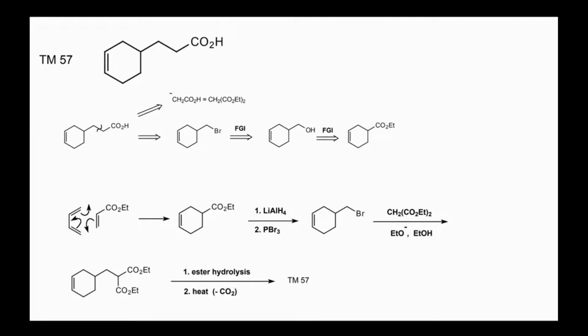Okay, what you can now do is disconnect the C-C bond, and then you will end up with an alkyl halide on one side and a negative charge on the CH2 unit. Now there you will need an active methylene unit. You deliberately add an extra ester to make this CH2 unit most active or most acidic. Then you convert this bromine into alcohol, that's FGI. Then you convert alcohol into ester, that's another FGI step. So a couple of FGI steps.